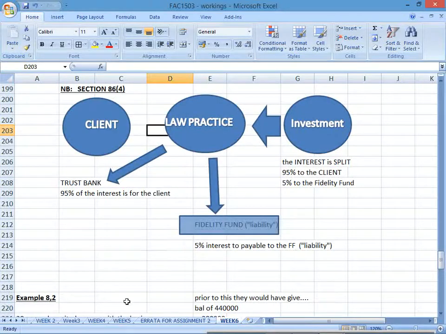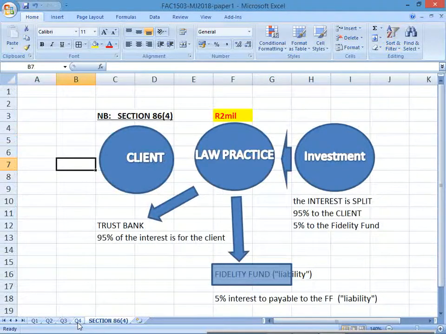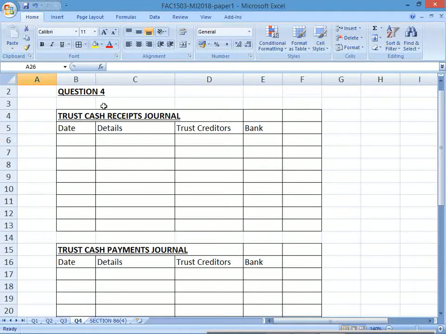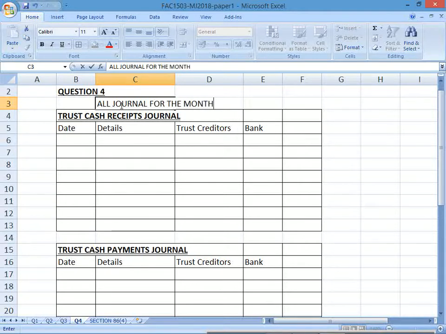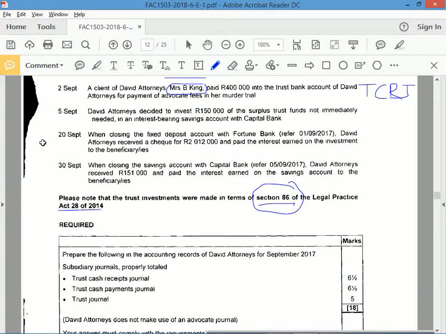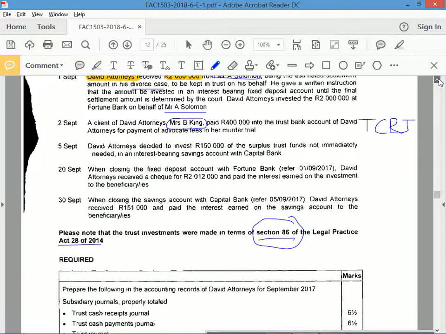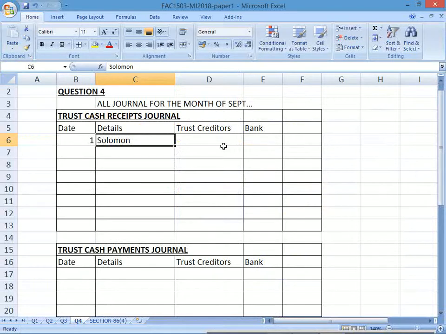Let's get marks. We haven't got marks yet. This I'm going to close now. We don't need it. Let's go back to our answer sheet. There's our answer sheet. This is all for all journals for the month of September. So trust cash receipts on the 1st of September, Solomon gave us 2 million, hey? Let's record that.